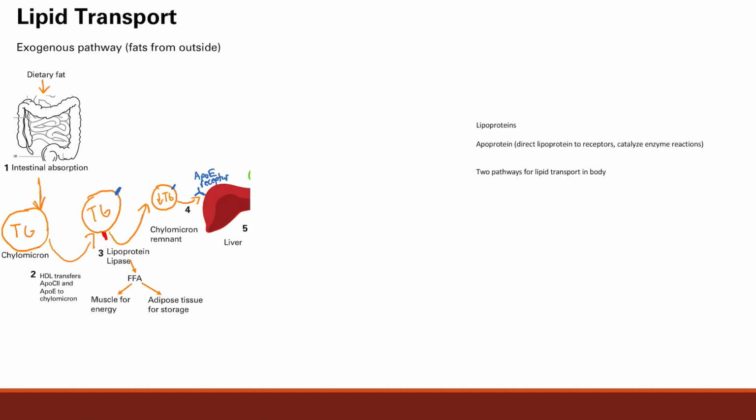So lipid transport. Remember, lipids are fats, and fats are insoluble. So you need something called lipoproteins to carry these water-insoluble fats around the bloodstream. And lipoproteins are complexes of cholesterol, triglycerides, and phospholipids. So it carries all those around. Those are all types of lipids.